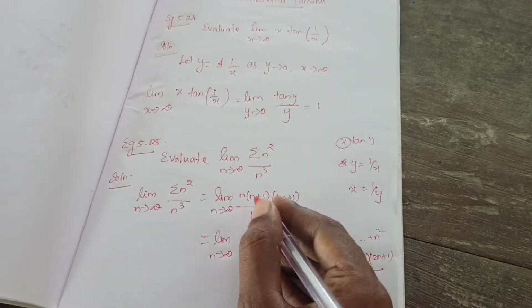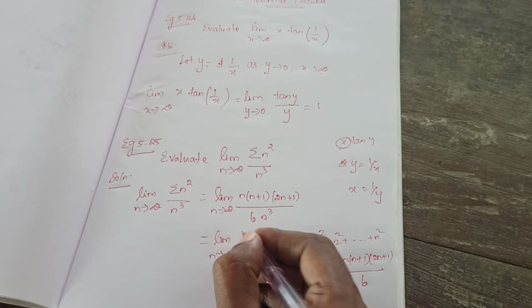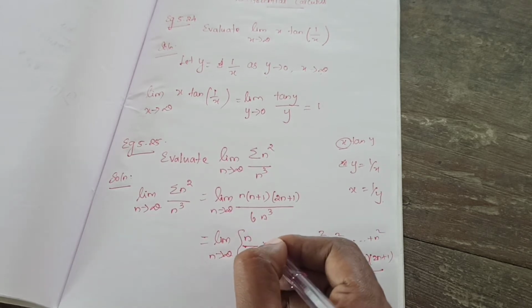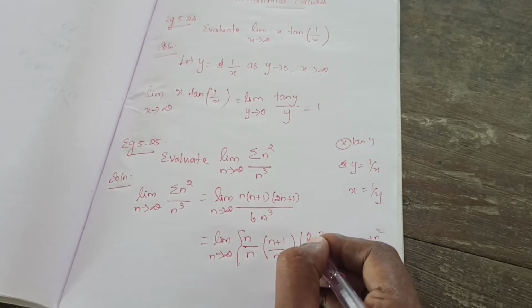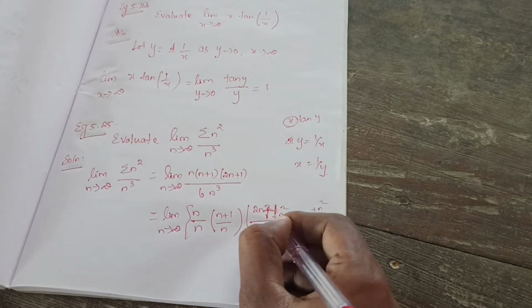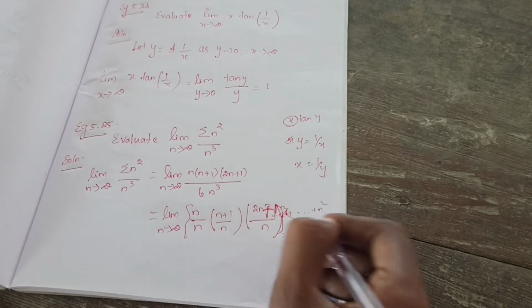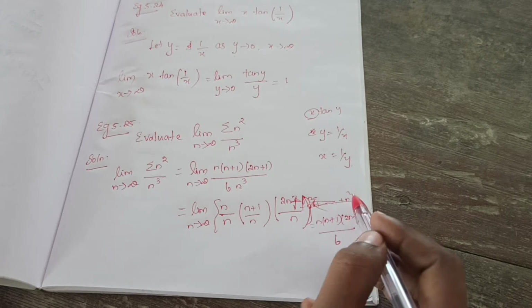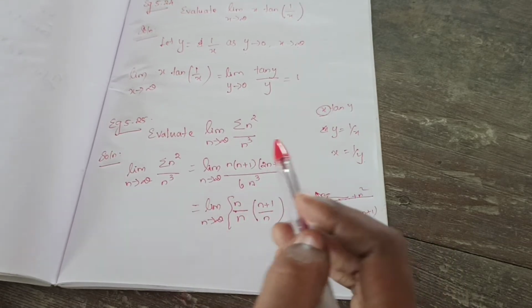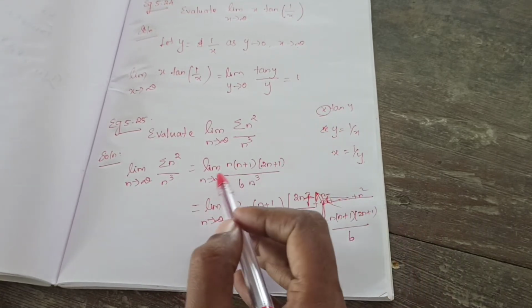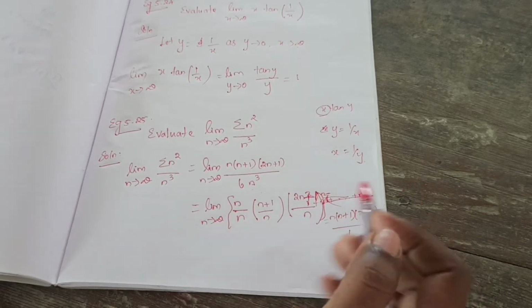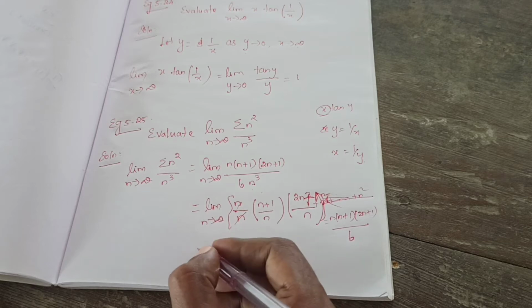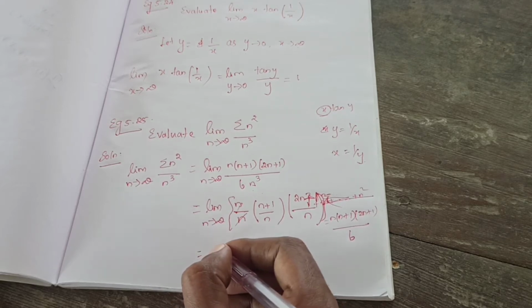So for each and every term we are going to split. That is how we will get n by n. The next term n plus 1 by n. The next term 2n plus 1 by n. Okay, so what I did here, I split this n cube as n into n. So what will happen? n by n, n plus 1 by n, 2n plus 1 by n. Okay, so this will get cancelled. So what's the balance?